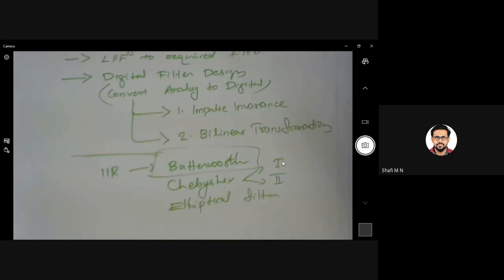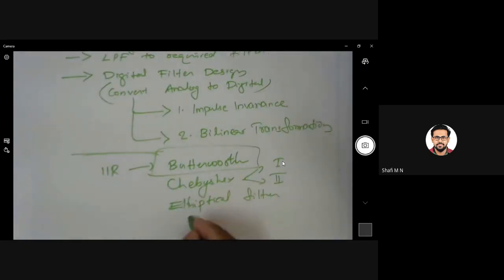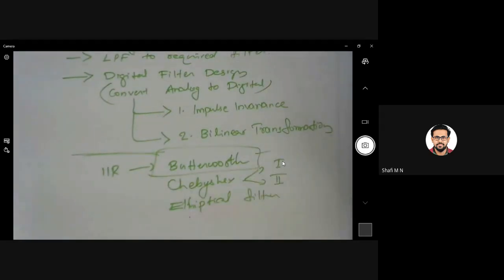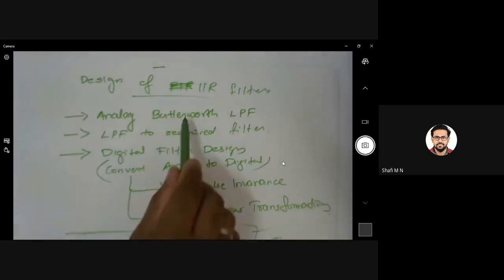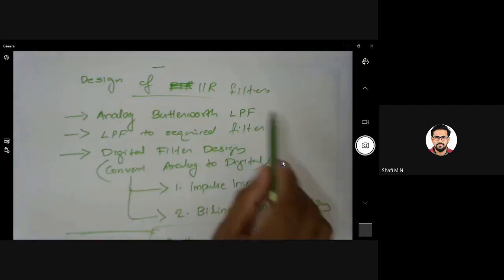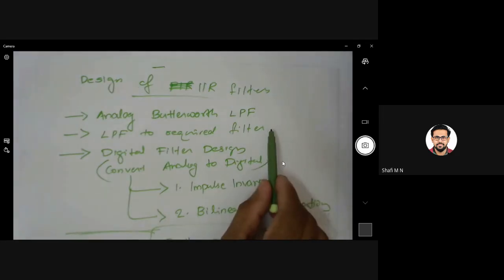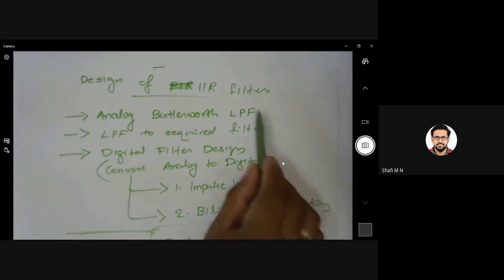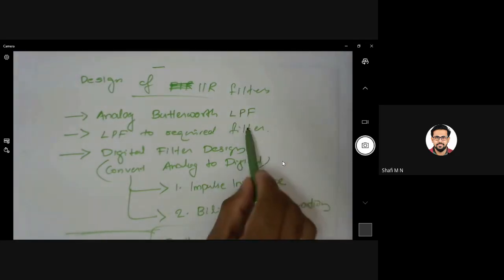In IIR filter design, there are Butterworth, Chebyshev, and elliptical filters. For your syllabus, you have to discuss only the Butterworth filter. So we will start with the analog Butterworth low pass filter. Then we will convert it to your required specification, maybe high pass, band pass, or band stop. Even if you want to design a high pass filter, first you have to design a low pass, then you will convert it.